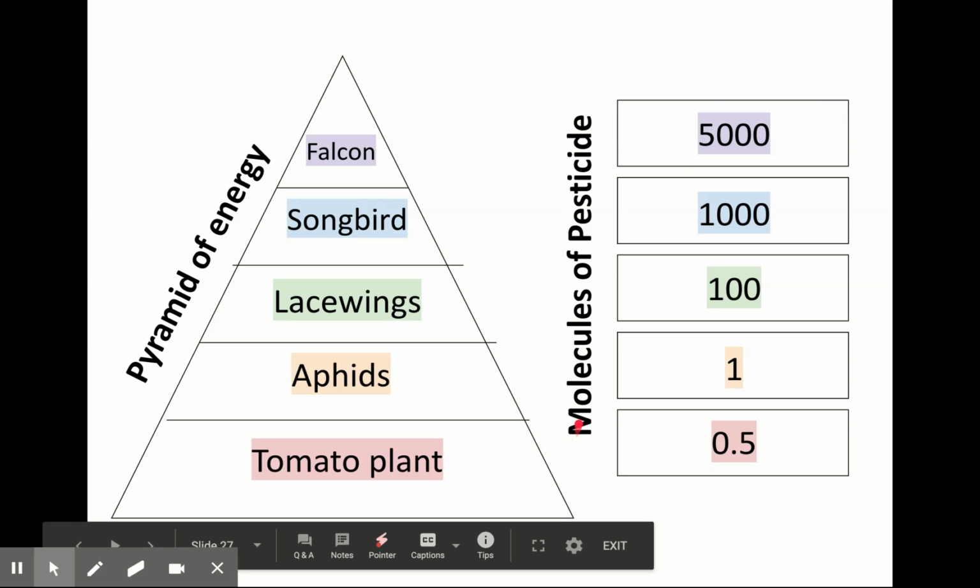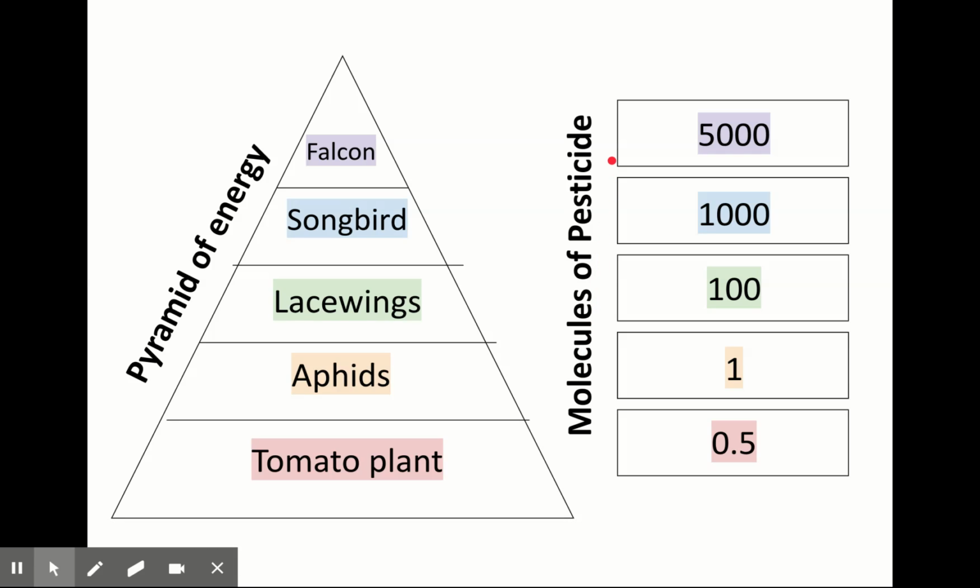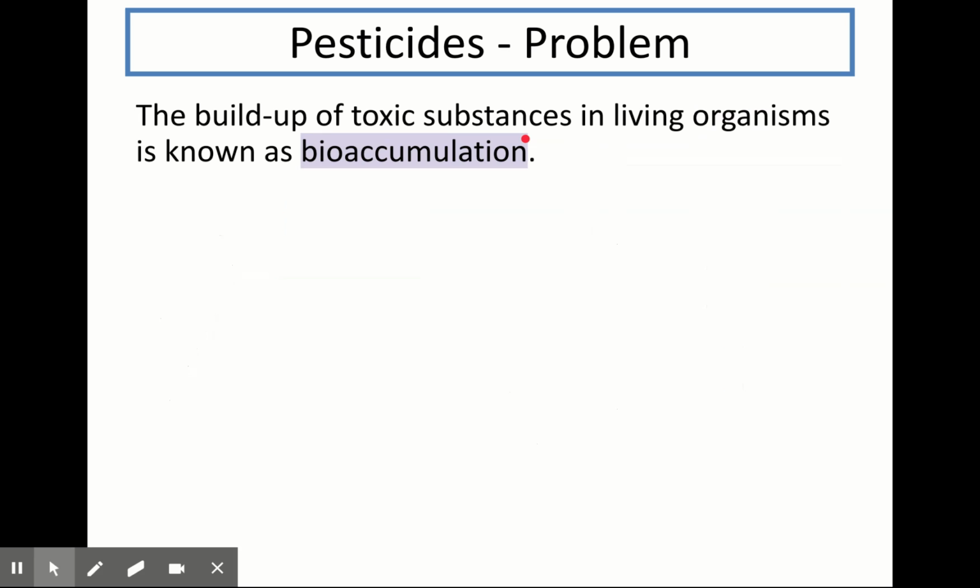Now you can see that as we move up the food chain, the number of molecules of pesticide have gotten a lot higher, and therefore the toxicity, so how toxic this is to the organisms, would also have increased as well. And at this point, at the top of the food chain, this could be a lethal level for the falcon. So this buildup of toxic substances in living organisms is known as bioaccumulation. So you must know this word, and you also must know the definition. So bioaccumulation is the buildup of toxic substances in living organisms.